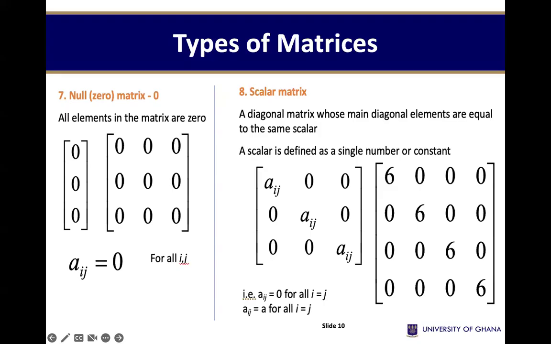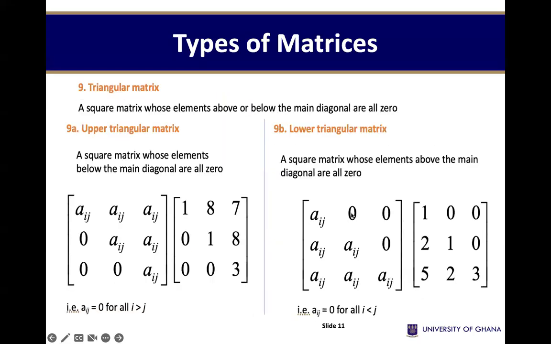Of course, the null matrix doesn't need to be a square matrix, and it doesn't need to be a rectangular matrix. It can be any matrix at all that has 0 elements inside. We call it the null matrix or the 0 matrix. Any of them works. Then we look at the triangular matrix.